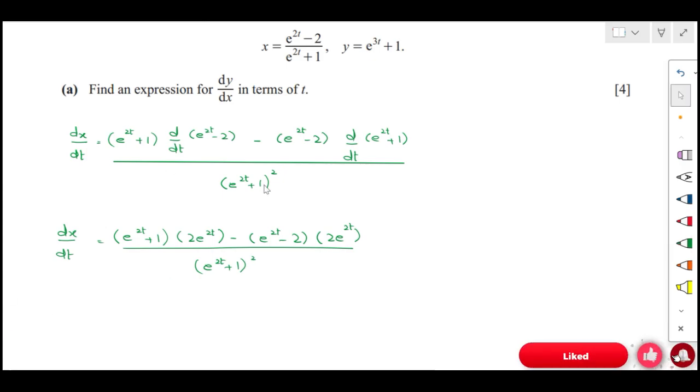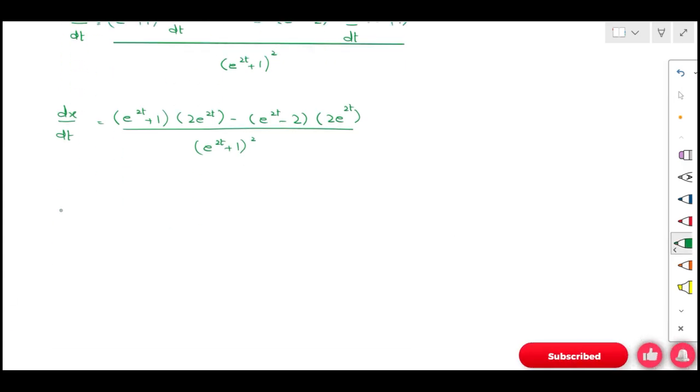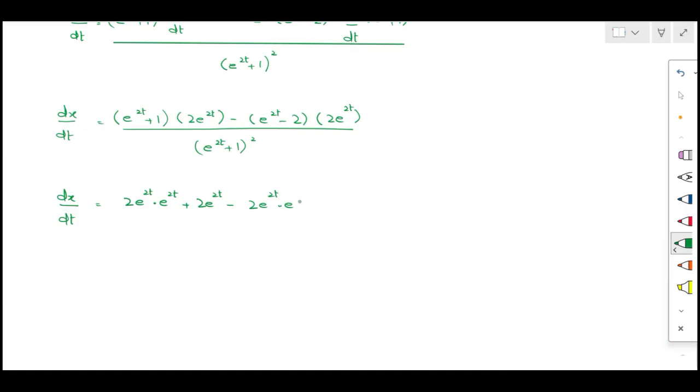Okay, let me simplify it further. We can say dx over dt would be: 2 times e power 2t, its product with e power 2t, and plus 2 times e power 2t, its product with 1, and minus 2 times e power 2t, its product with e power 2t, minus times minus is plus, 2 times e power 2t, its product with 2.